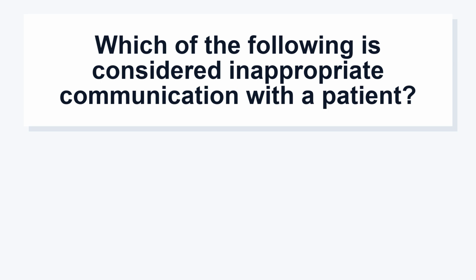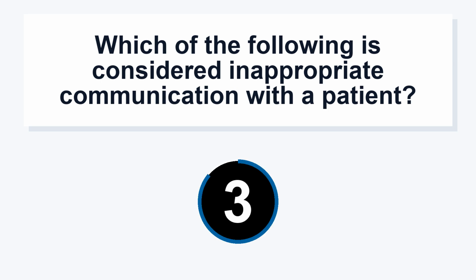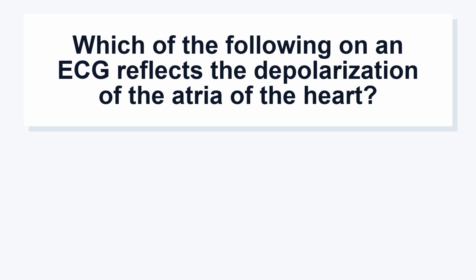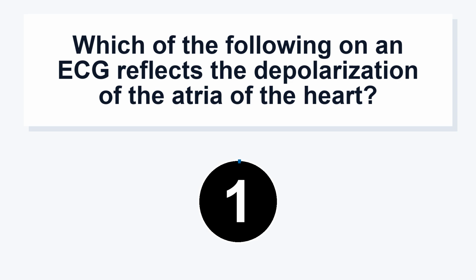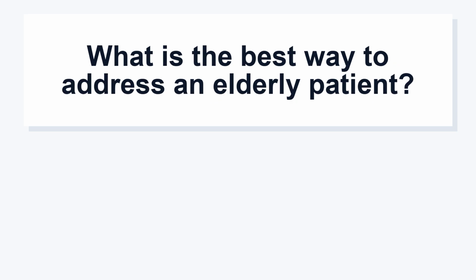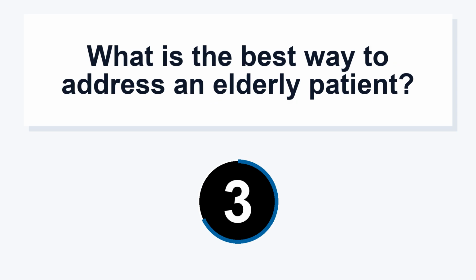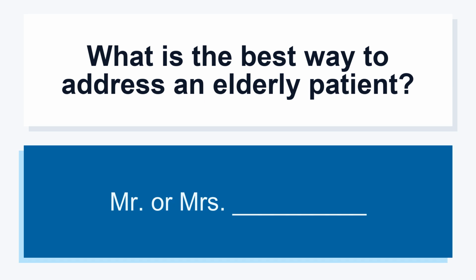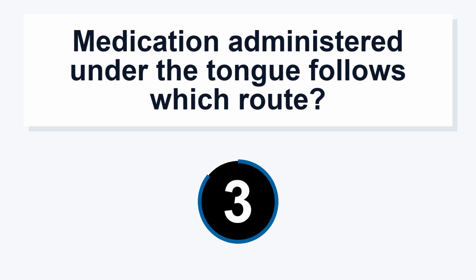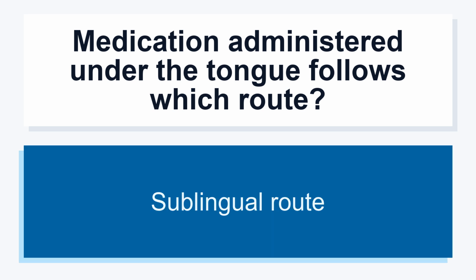Which of the following is considered inappropriate communication with a patient? Touching and holding the hands of a patient intimately. Which of the following on an ECG reflects the depolarization of the atria of the heart? P-wave. What is the best way to address an elderly patient? Mr. or Mrs. and their last name. Medication administered under the tongue follows which route? Sublingual route.